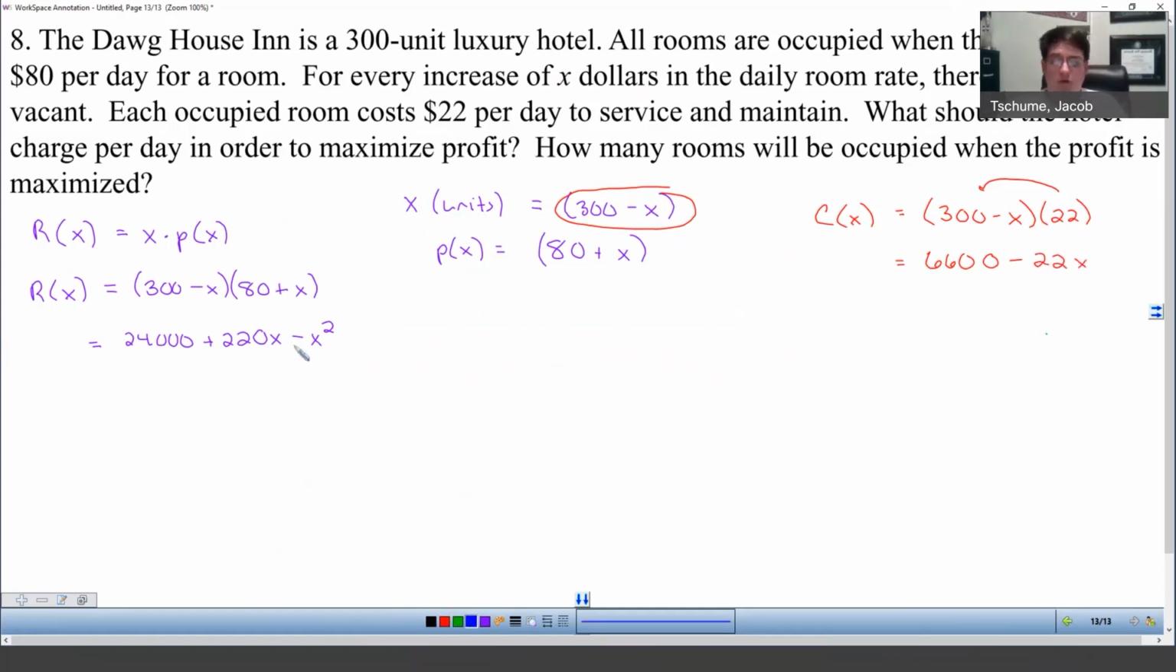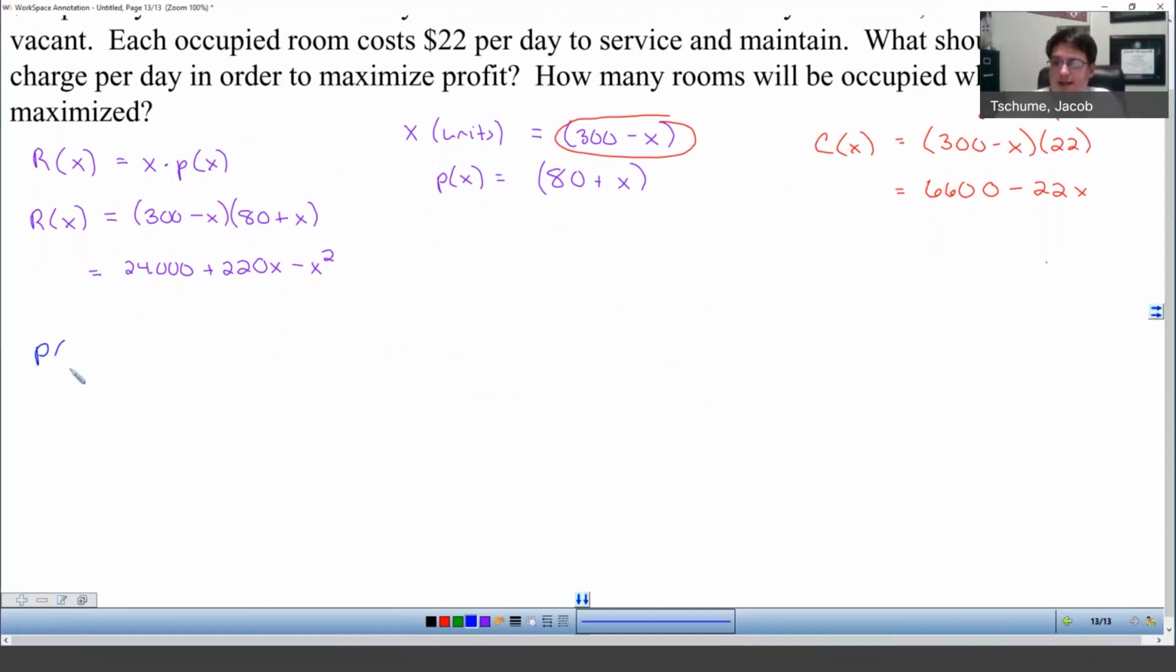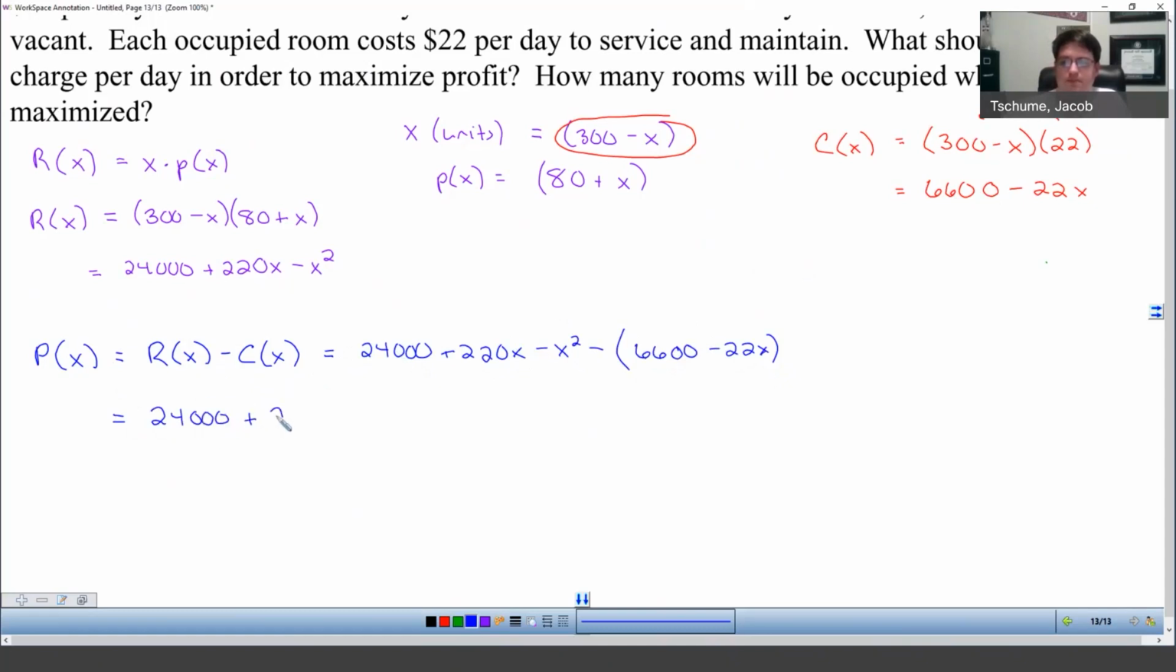All right, now that I have a revenue function and now that I have a cost function, I can now start to work on this problem. Next thing I need to do is find my profit function, which is revenue minus cost. So this would end up equaling 24,000 plus 220X minus X squared, and then subtract my cost function, which is 6,600 minus 22X. Distribute that negative through, and you get 24,000 plus 220X minus X squared minus 6,600 plus 22X.